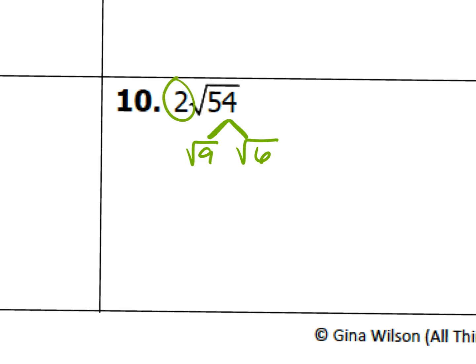Here's where a lot of people make a silly little mistake: they forget that there's that 2 out in front. What's the square root of 9? 3. What operation is happening between the 2 and the 3? Multiplication. So this is going to be 6 times the square root of 6.